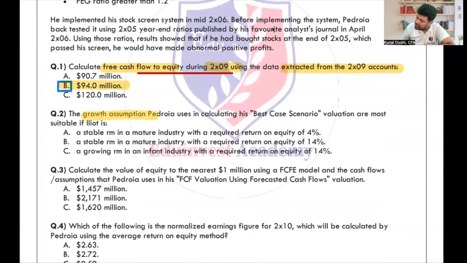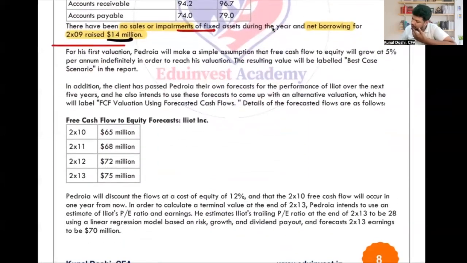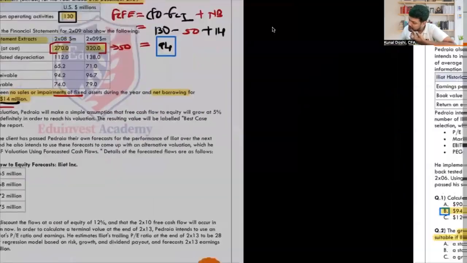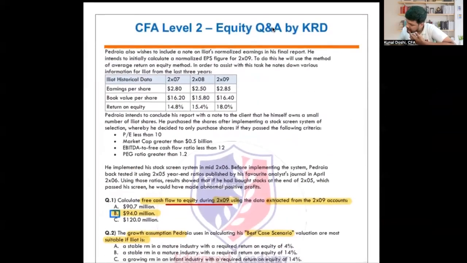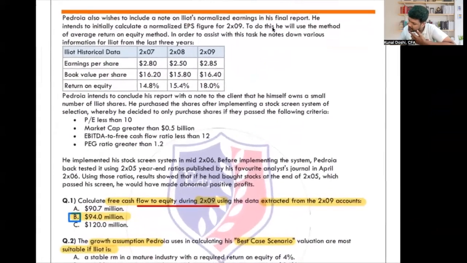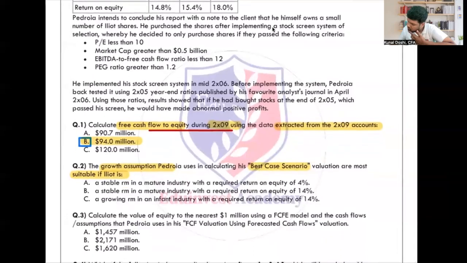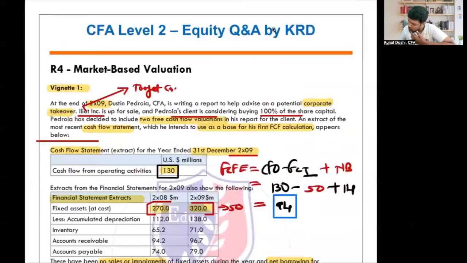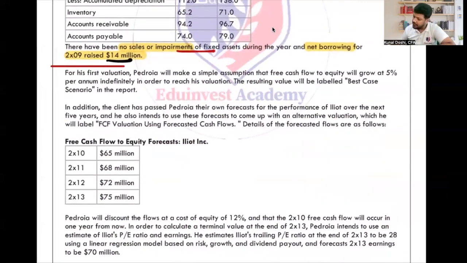The growth assumption used in calculating the best case scenario valuation are most suitable if, first of all, where is the best case scenario? I will look for the best case scenario. Is there a best case scenario? Have they mentioned something like best case scenario? Oh, yeah. See, it's in the flow itself.